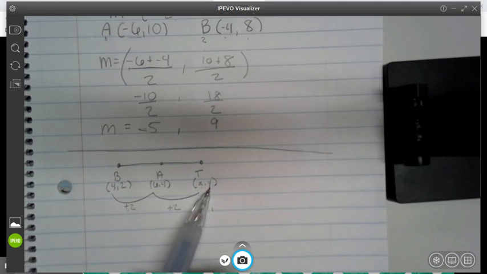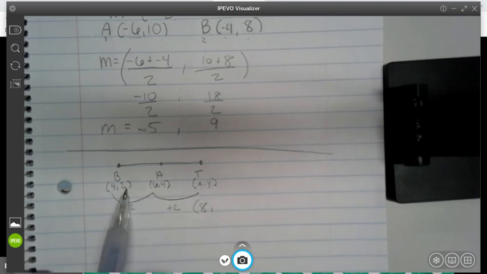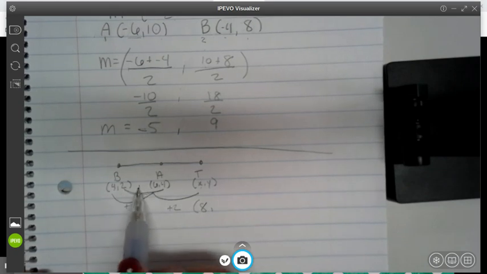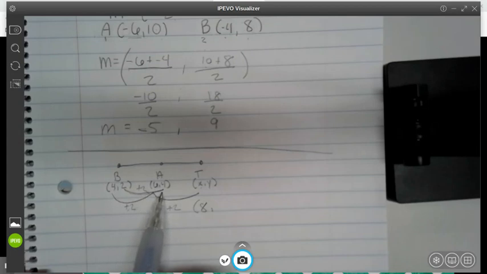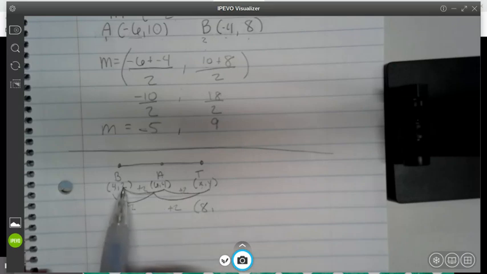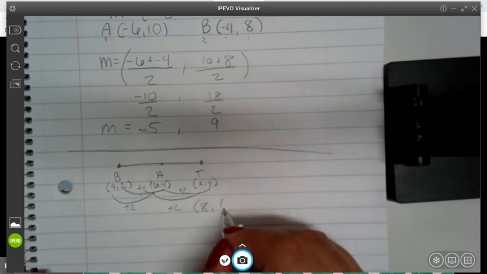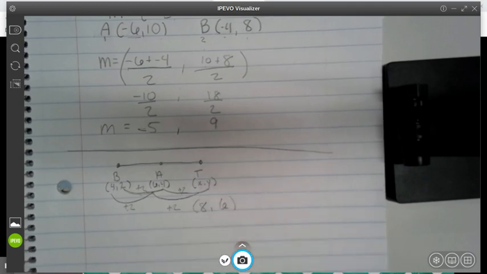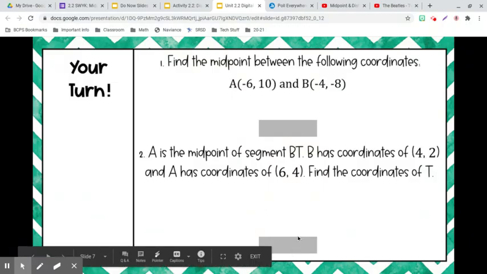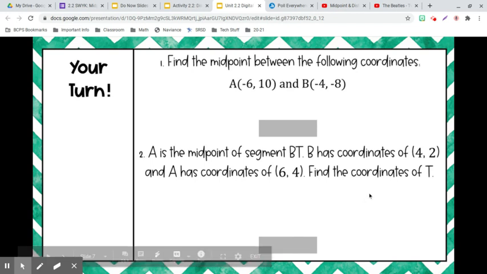Now we need to figure out our y value. How do we get from 2 to 4? Again, we add 2. So if we added 2 here, we need to add 2 here. 2 + 2 is 4, so 4 + 2 is 6. So our coordinates for point T are going to be 8, 6. In your gray box, you're going to put 8, 6.